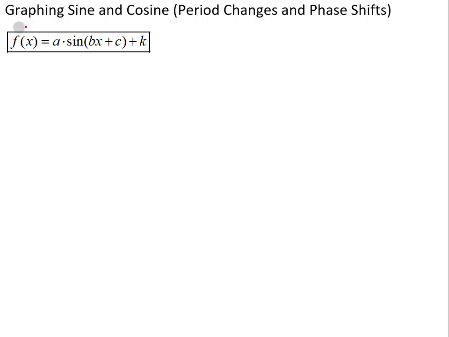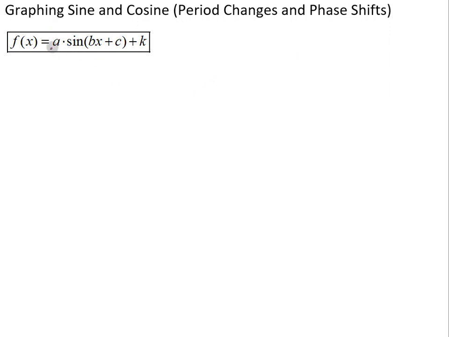All right, today we're talking about graphing sine and cosine again, but now we're going to add in what's called period changes, which is kind of like the frequency of how often our sine and cosine wave cycle. And then our phase shift, which is essentially a horizontal shift. It's really just shifting left and right. We call that a phase shift on these particular types of graphs.